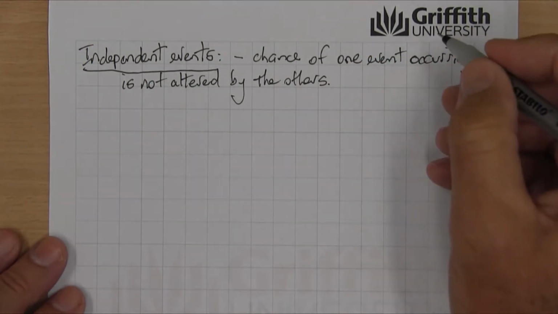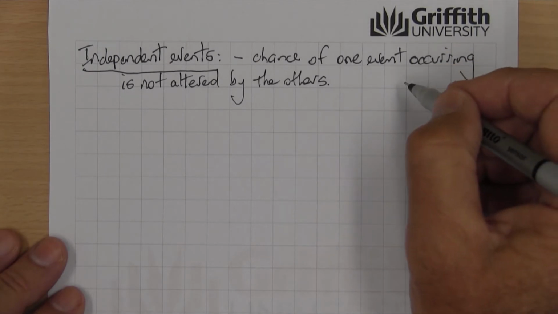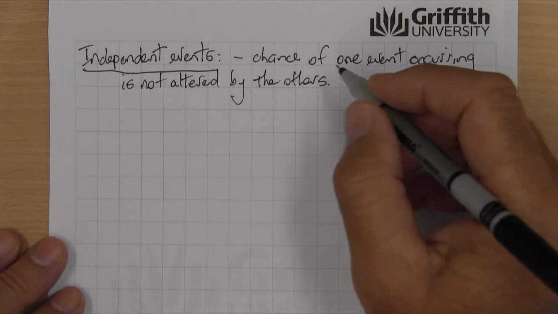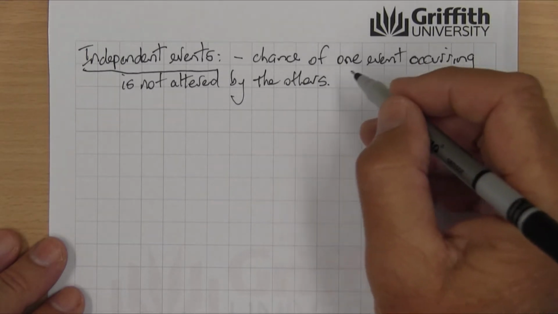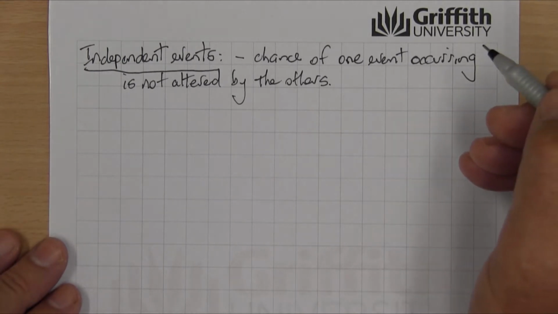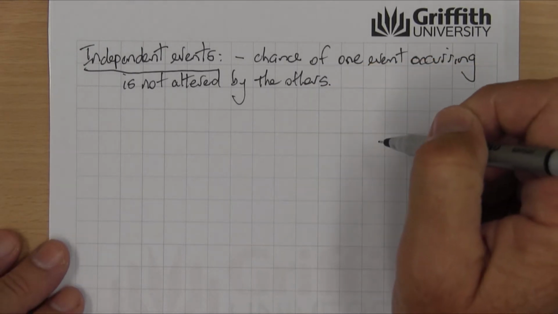So you've got two different events. If A is done first and then B is done second, what happens in A does not affect what happens in B. So they are called independent events. One does not affect the other.